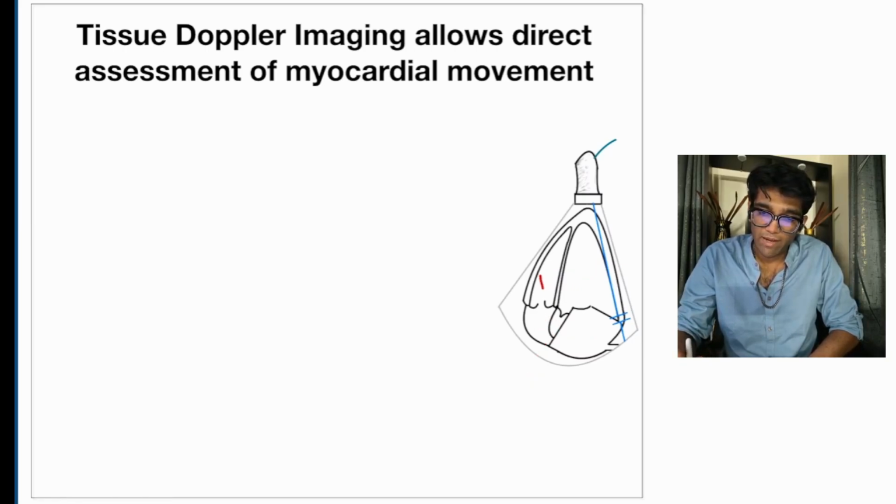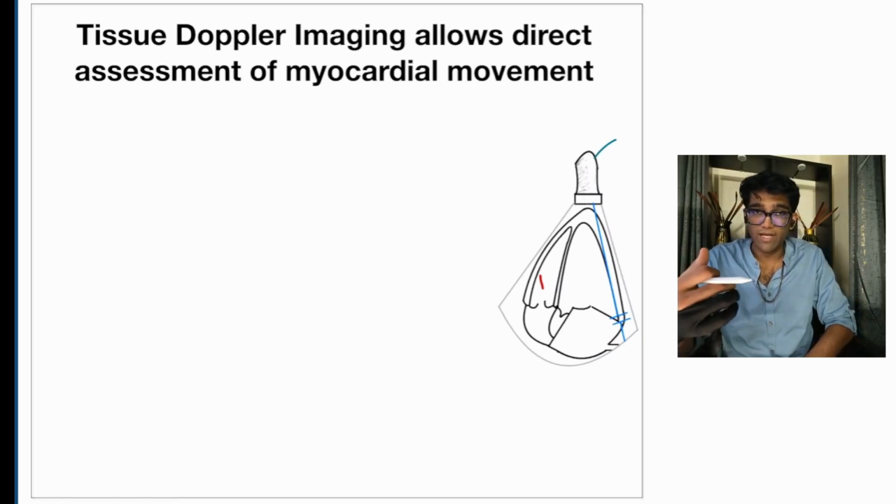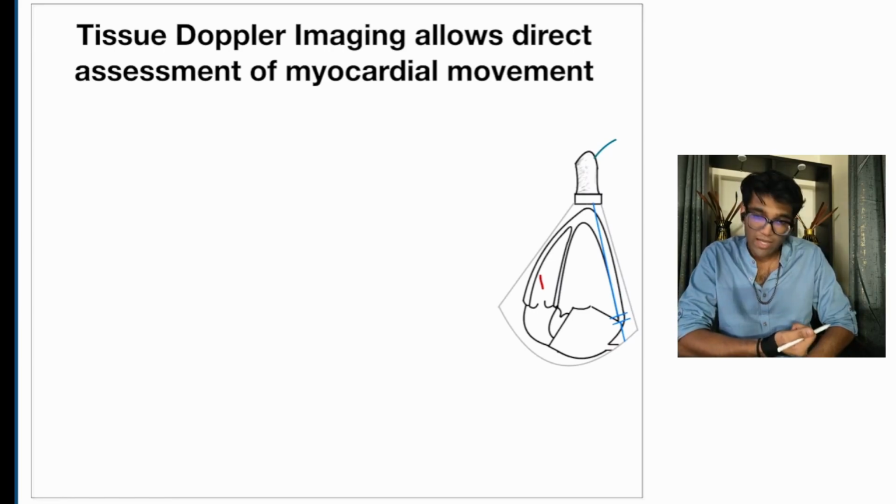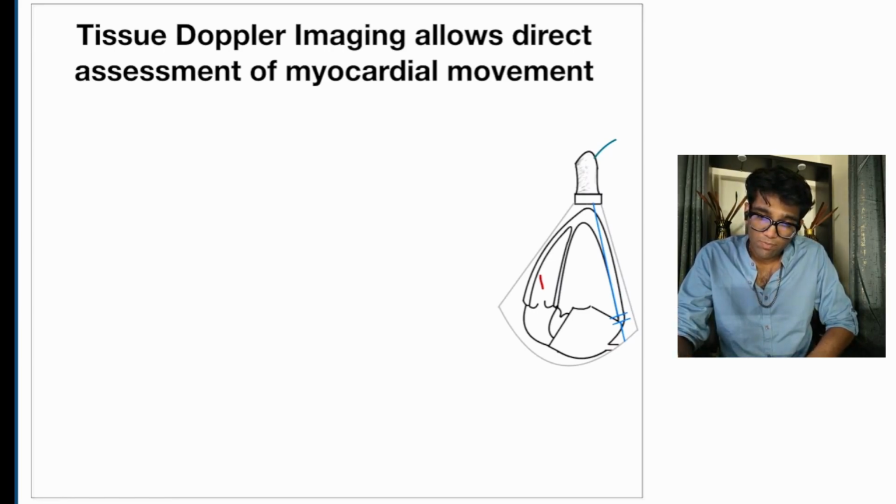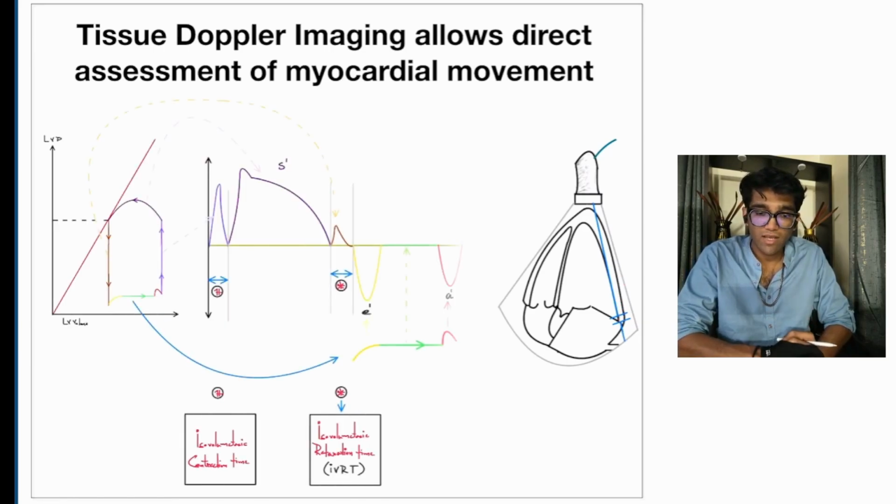So the probe has been kept on the patient. I'm looking at the patient as if I've cut through the patient and am looking from below. Now what I see is that the probe has been kept on the apex. Now I put a tissue Doppler probe line at the lateral annulus of the mitral valve, and I plot the movement of this mitral annulus towards or away from the probe against time. And what do I see? I see this curve.